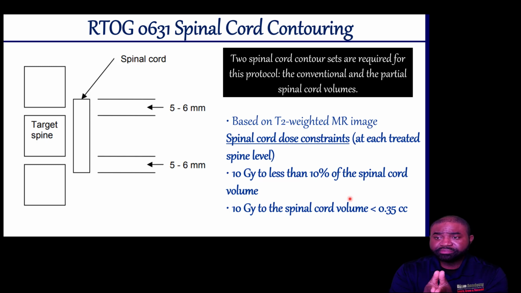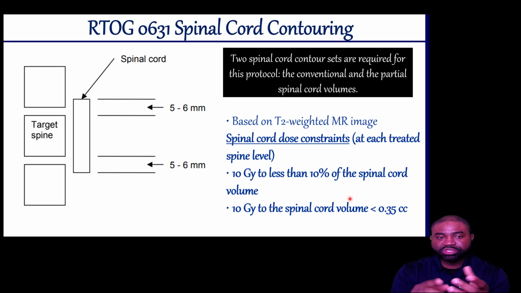Keep in mind that because of the steep dose gradient that is required, because the cord is so adjacent to the target, any slight motion during treatment will have devastating consequences. As a result, a PRV around the cord is often recommended for additional safety.